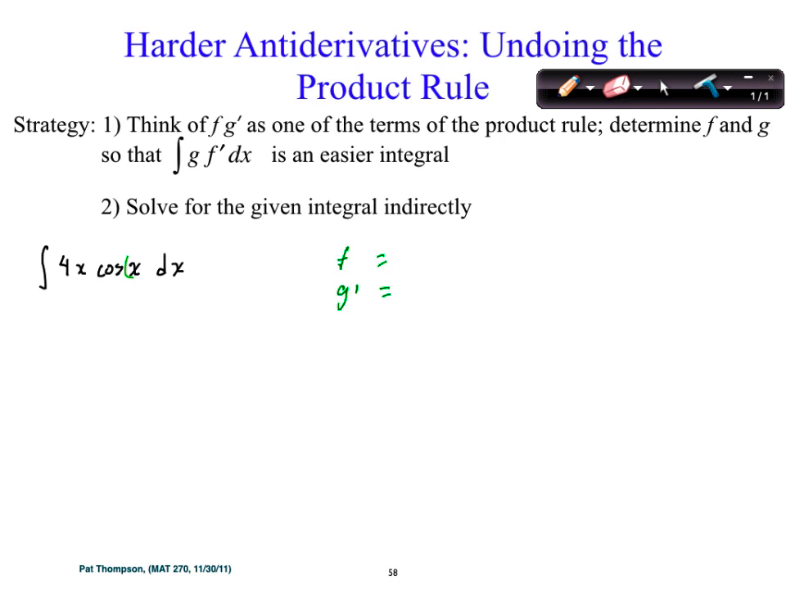So let's say f is 4x. Let's just go in order. And then g prime is cosine x. So we're going to need f prime, and we're going to need g. F prime is 4. G is, so this is like a mini antiderivative problem, right? This is going to be sine x. Okay, so now we're going to set up our product rule here.